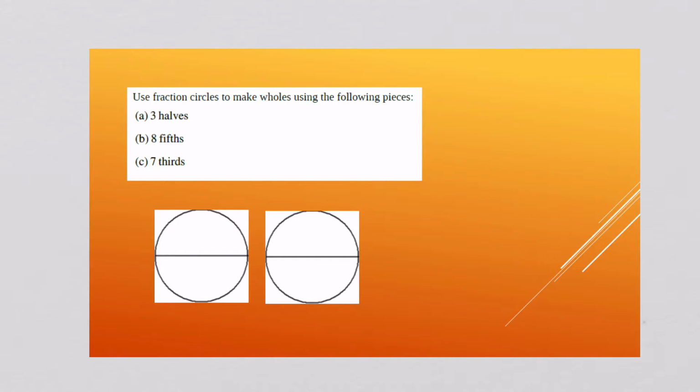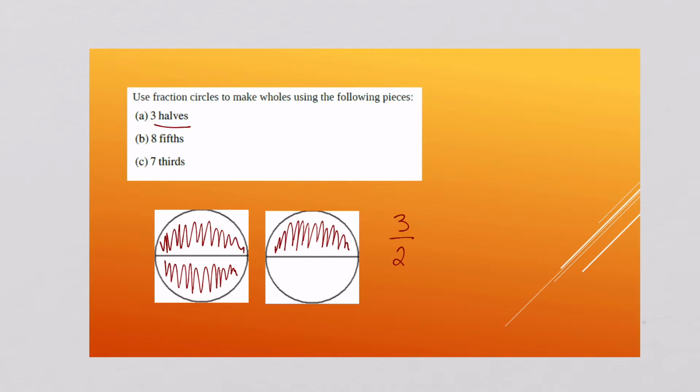Okay, so it says here to use fraction circles to make wholes using the following pieces. So if I'm going to take 3 halves here, that means that out of a circle that is cut into half, 2 pieces, I want 3 of those. So here's 1 piece, here's 2, and then here's a 3rd piece. So how much do I actually have? I have 3, and each one is cut into 2, okay? But that's the same thing as 1 whole pie and 1/2 of another.